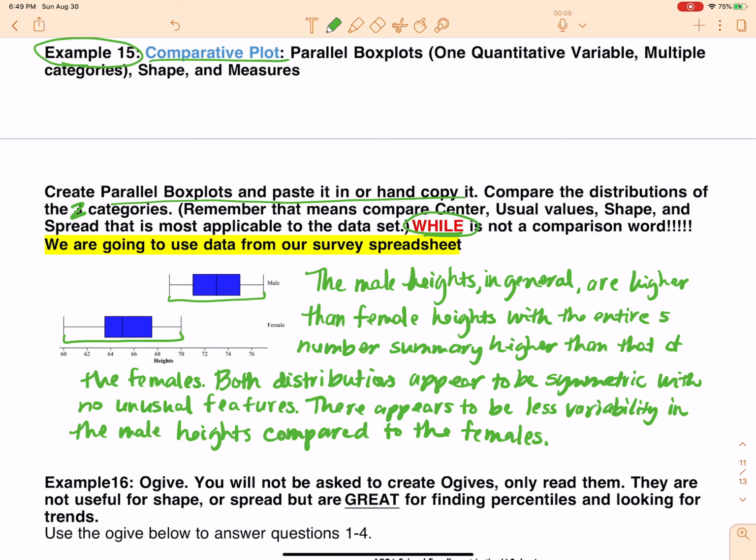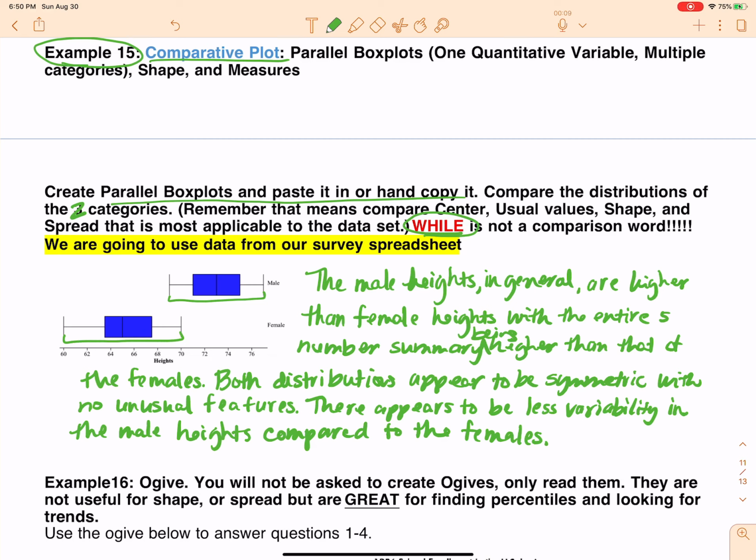The male heights in general are higher than female heights with the entire 5-number summary being higher. Oh, I didn't word that very well. Sorry about that. The male heights in general are higher than female heights, with the entire 5-number summary being higher than that of the females. Both distributions appear to be symmetric with no unusual features. There appears to be less variability in the male heights compared to the females. So what does all this mean? In general, the male heights are less variable than females, and they have a higher value on average. That is pretty much what I'm summing up here.